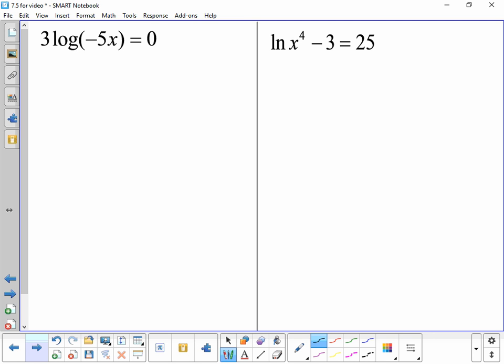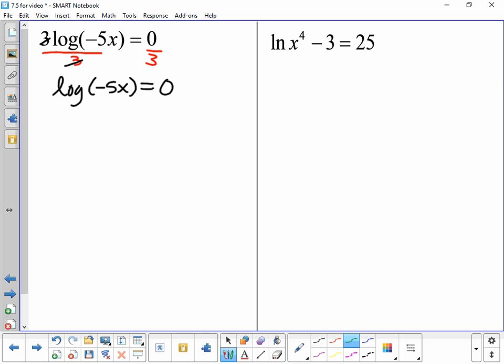Let's look at another one. 3 times the log of negative 5x is equal to 0. The coefficient 3 here, we can go ahead and divide both sides by 3, so we get those two reducing. We have the log of negative 5x is equal to 0 divided by 3, which is 0. So now we have the log ready to go.